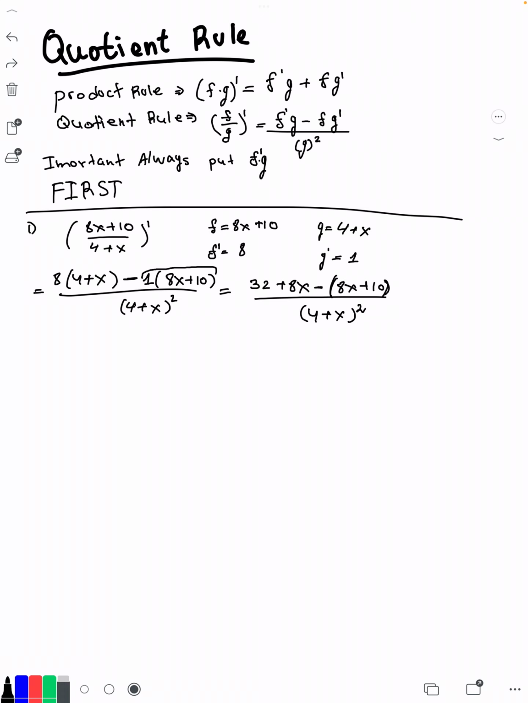I'm gonna solve that, and then I'm gonna just change. If it's a plus, it's gonna be changed to minus. If it's a minus, it's gonna change to plus. So we have 32 plus 8x. Now we have 8x here, but we have a minus before, so it's gonna become minus 8x. We had plus 10, but because we have a minus, it's gonna become minus 10. All of it is divided by 4 plus x to the power of 2. 8x and 8x cancel each other, so we are left with 22 divided by 4 plus x to the power of 2. And that is the answer.